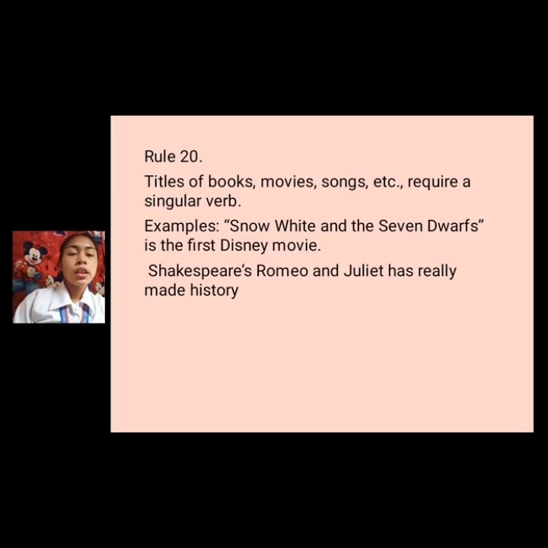Rule number 20. Titles of books, movies, songs, etc. require a singular verb. Example: Snow White and the Seven Dwarfs is the first Disney movie. Second example is, Shakespeare's Romeo and Juliet has really made history.